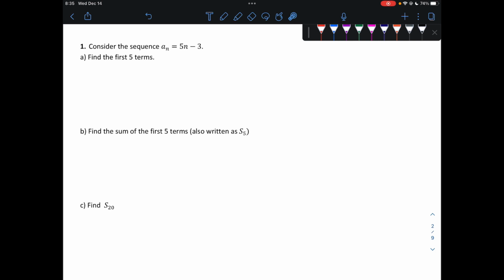Number 1, consider the sequence a sub n equals 5n minus 3. All right, first, let's find the first 5 terms. First term, a sub 1, would be 5 minus 3. The second term would be 10 minus 3. The third term would be 15 minus 3. Fourth term would be 20 minus 3. And fifth term would be 25 minus 3.